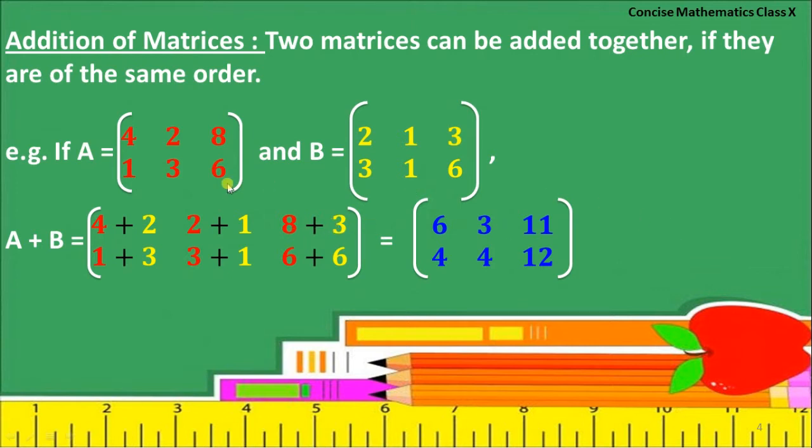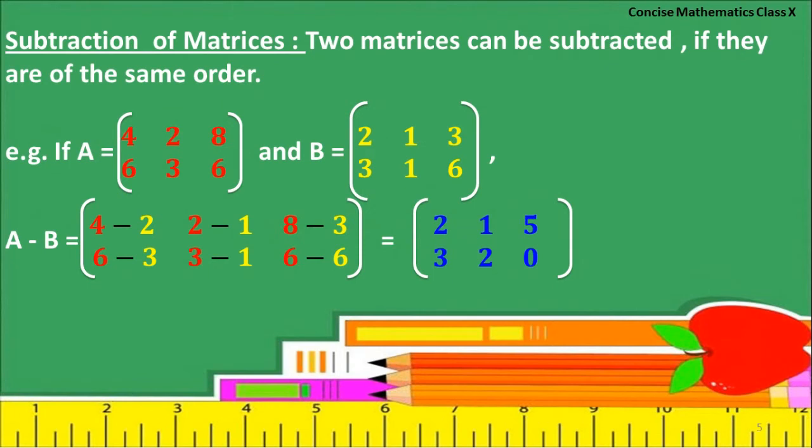In a similar manner, the corresponding elements should be added to get the sum of the given matrices. In this case, the sum of the matrices A plus B will be equal to 6, 3, 11, 4, 4, 12. Observe here, 4 plus 2, 6, 2 plus 1, 3, 8 plus 3, 11, 1 plus 3, 4, 3 plus 1, 4, 6 plus 6, 12.